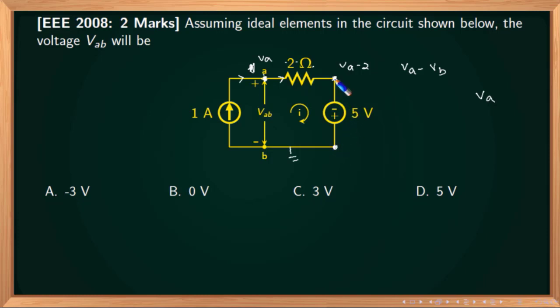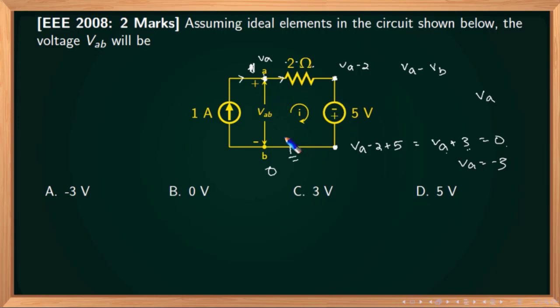Now this point, this is minus and this is plus. So this potential will be lower than this one by a value of 5, or this will be higher than this potential by a value of 5, which means that this potential must be VA minus 2 plus 5, which is VA plus 3. Now I know that VA plus 3 must be 0, because I have taken VB as 0. That is how I have written the loop, right? So VA minus VB must be, VB is 0, so VA plus 3 must be 0, or VA must be minus 3. So minus 3 must be my answer.